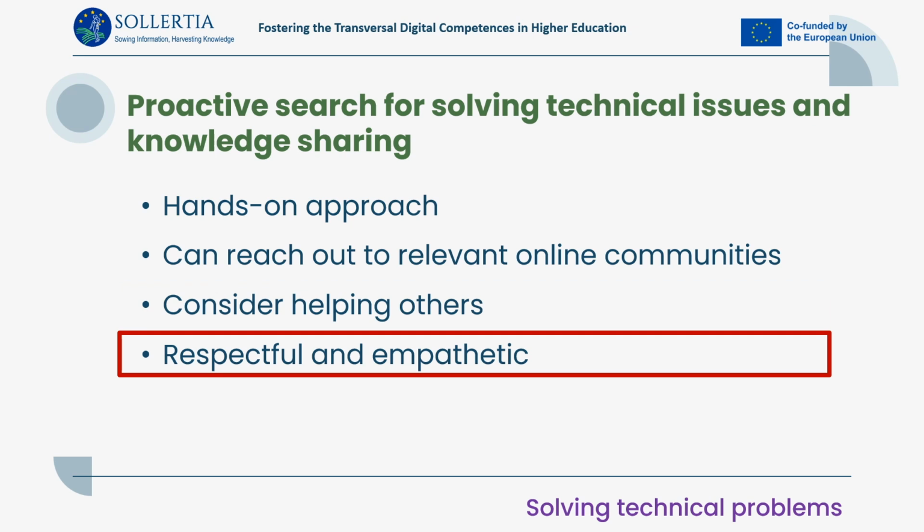Be respectful and empathetic with others that might follow your solution. Acknowledge their frustration and confusion and let them know you understand their situation.